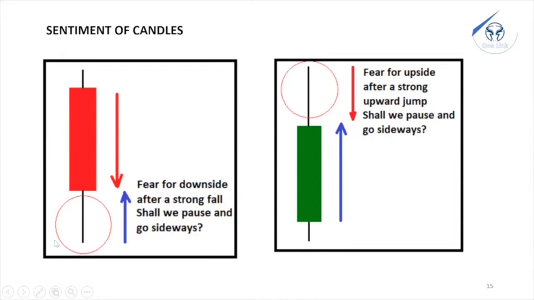So this is what we call the sentiment of the candle. The basic thing you need to know is by looking at the tail, the upper shadow and the lower shadow.